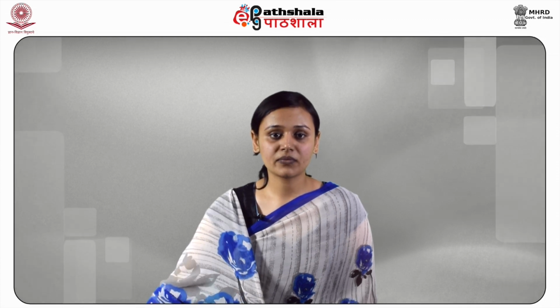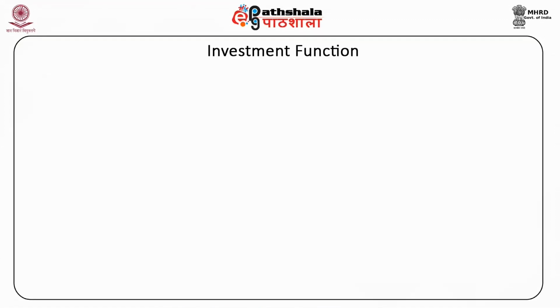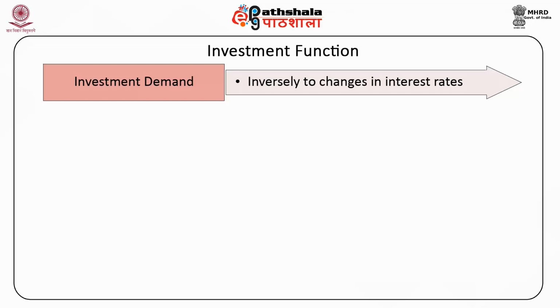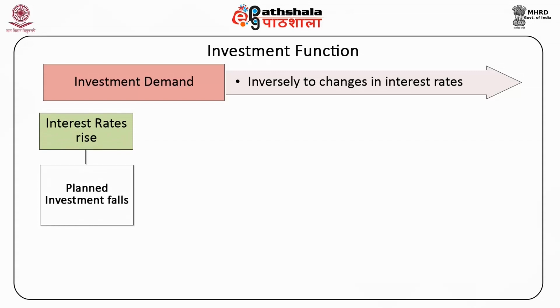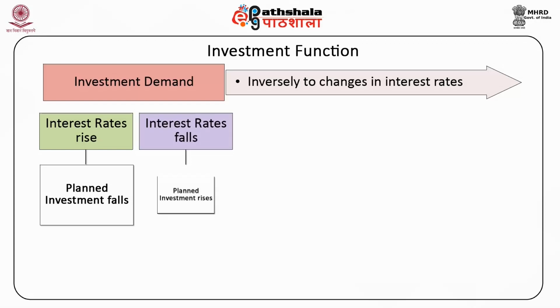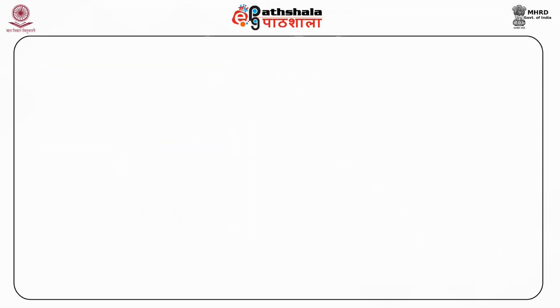Essentially, the Keynesian framework that we develop in this module helps us understand output determination in the short run. In this section, we will show that investment demand responds inversely to changes in interest rates. As interest rates rise, planned investment falls and vice versa. This gives a downward sloping investment demand function, as we can see in the figure.